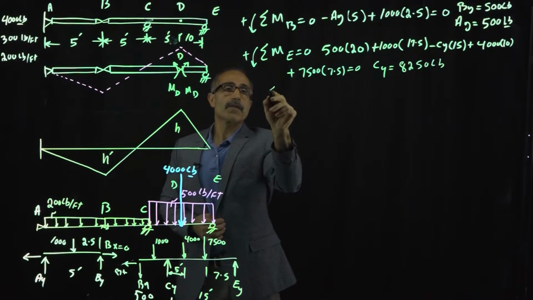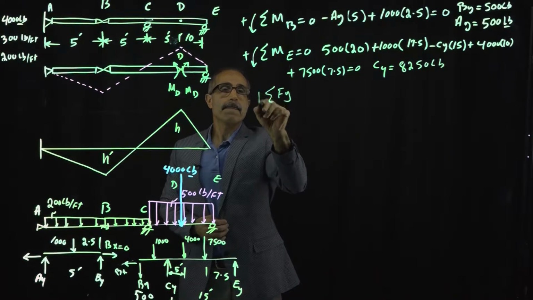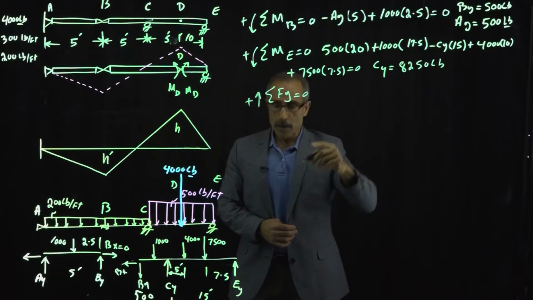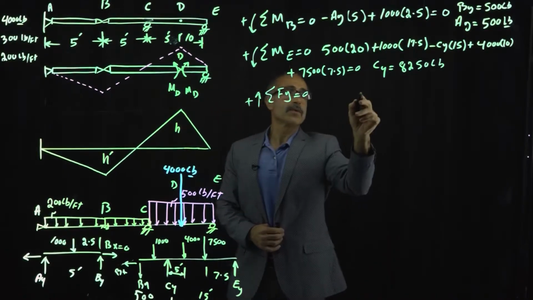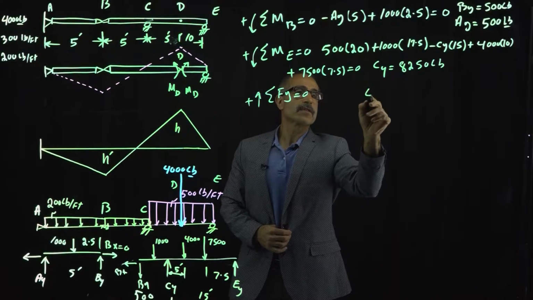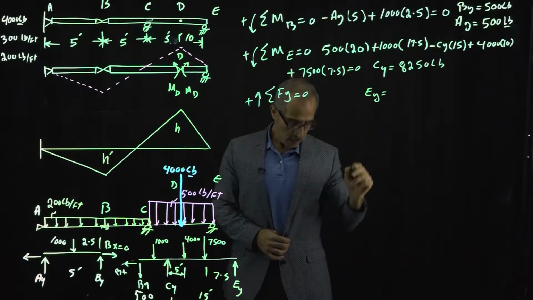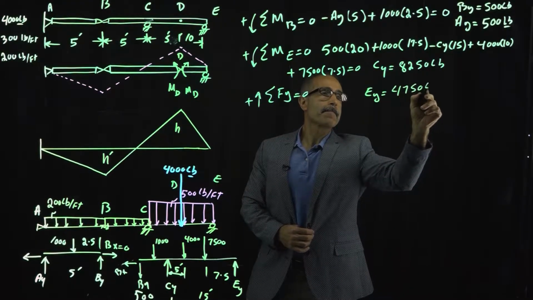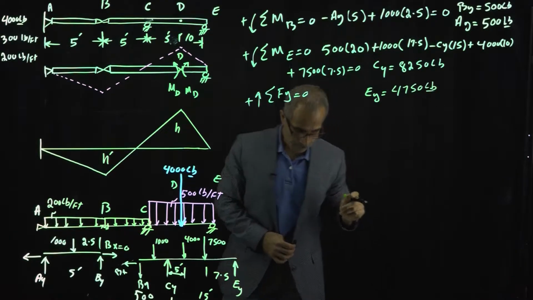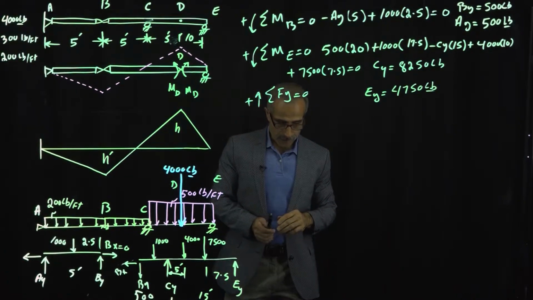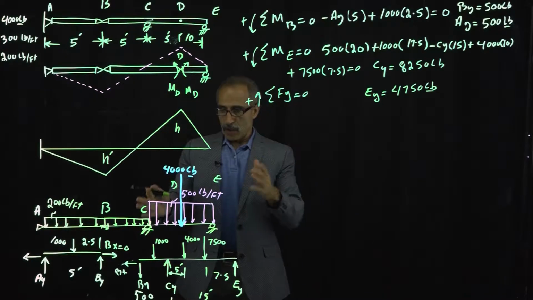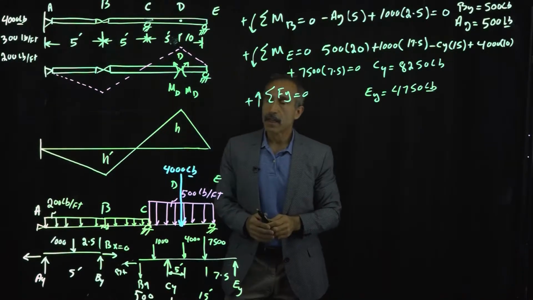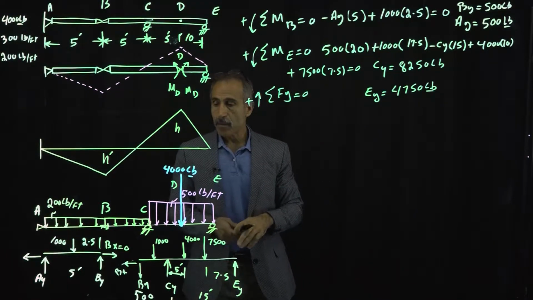Doing summation of FY equals 0, going up is positive. We're going to find out that EY comes out to, you can do the work yourself and check my number, and EY comes out to 4750. Good. All right. So far we have calculated the reactions. We got everything we need to find the maximum moment at point D.